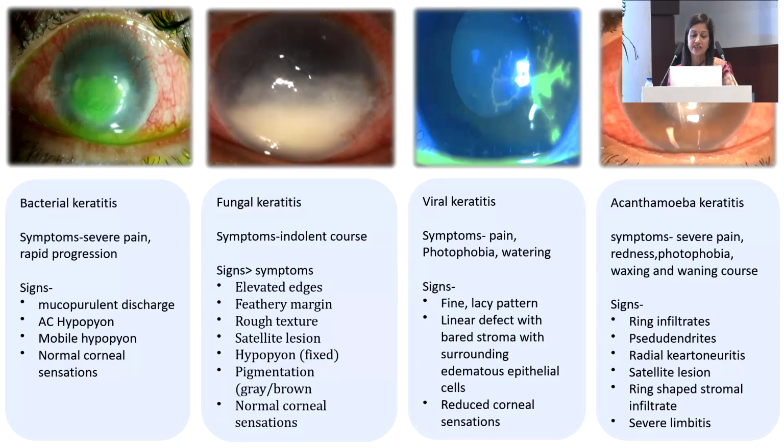In viral keratitis, corneal sensations are diminished, and it could have a fine lacy pattern or a linear defect with Baird's trauma. In Acanthamoeba, the distinguishing feature is severe pain, and there will be a history of fall of some dirty water or contact lens use, and there will be photophobia and a waxing and waning course. There are ring infiltrate, pseudodendrite, radial keratoneuritis, satellite lesion, and severe limbitis. Acanthamoeba, apart from these, can mimic any of the three keratitis, whether fungal, viral, or bacterial. It can look like any of those.